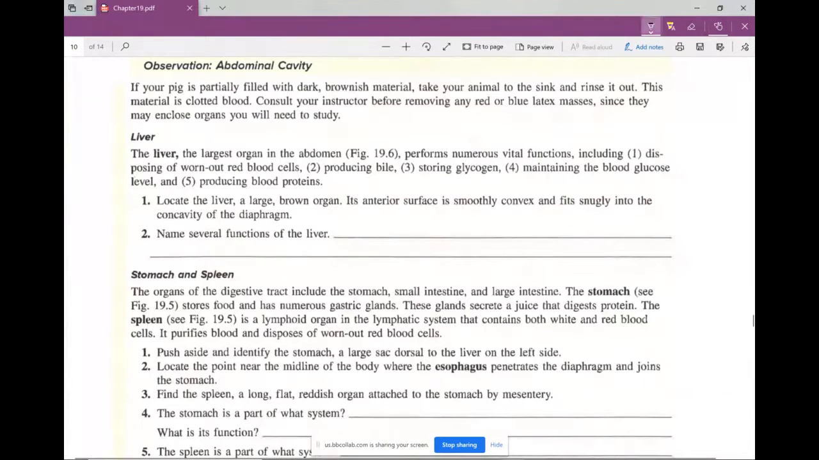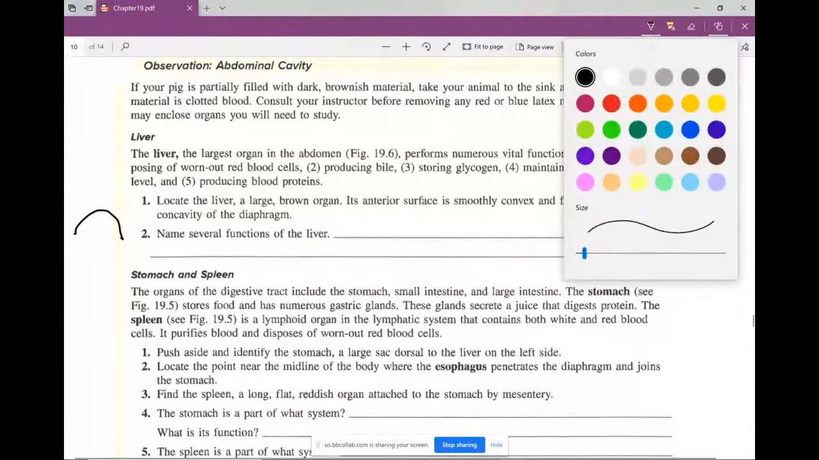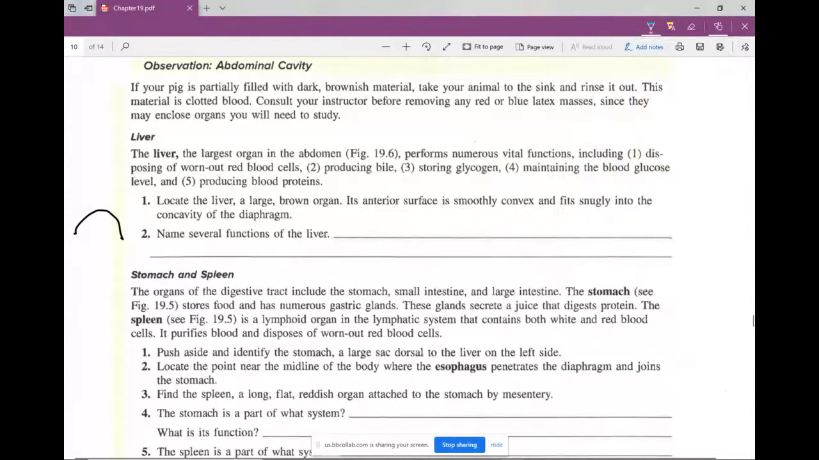All right, so what they're saying here is, okay, this way. You have your liver, which is convex, because the diaphragm has a concavity, right? So name several functions of the liver. Oh, they're just telling you to repeat these things, right? You guys can do that.